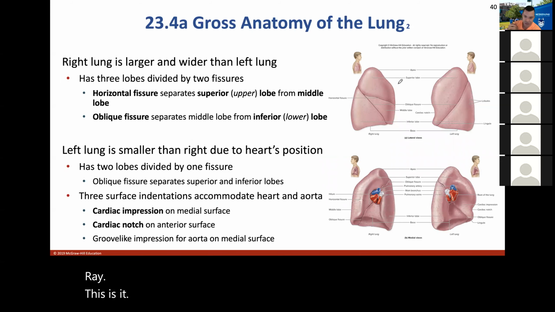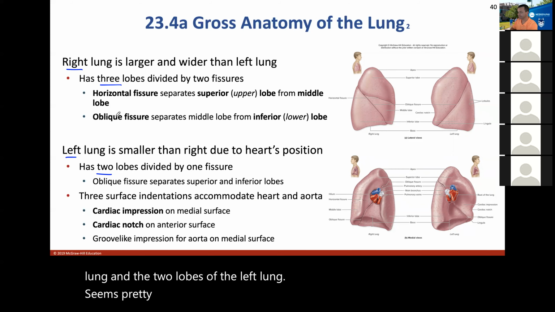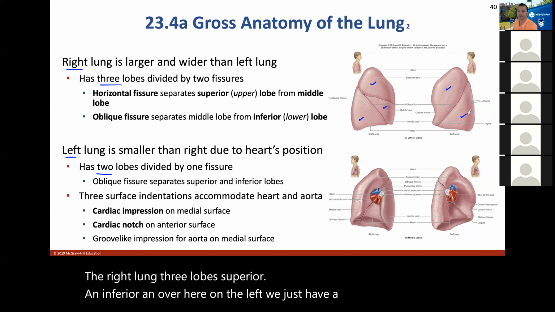Here's a nice little picture that shows you the 3 lobes of the right lung, the 2 lobes of the left lung. Seems pretty easy. The right lung has three lobes: superior, middle, and inferior. And over here on the left, we just have a superior and an inferior.